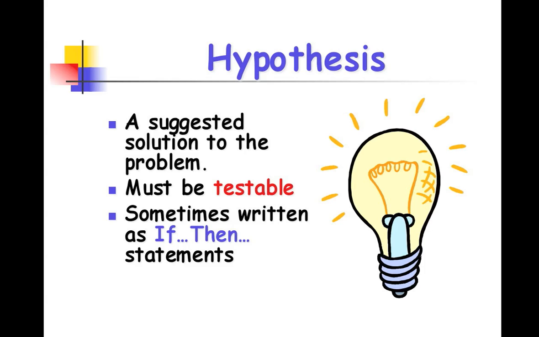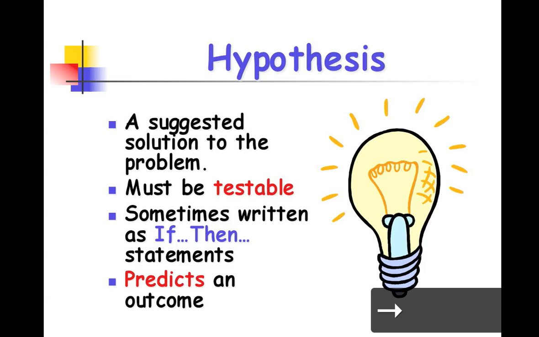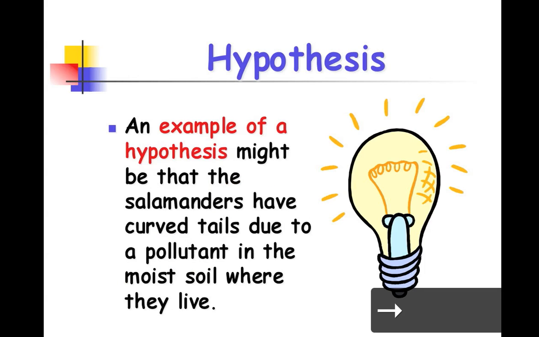If I see this pattern occurring, like in the box you're doing in class, and I think purple will be in the bottom because we have all the primary colors but only part of the secondary colors, that type of thing. And again, the last part that goes with that is the fact that it predicts something, which then you can maybe test. So let's go back to our salamanders. Here's a possible hypothesis: I think the reason those salamanders have curved tails is because there might be some type of contamination or pollutant in the soil where you find them living.